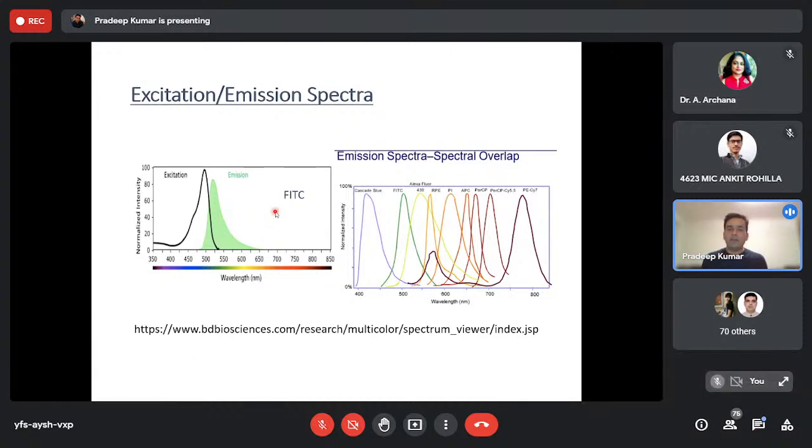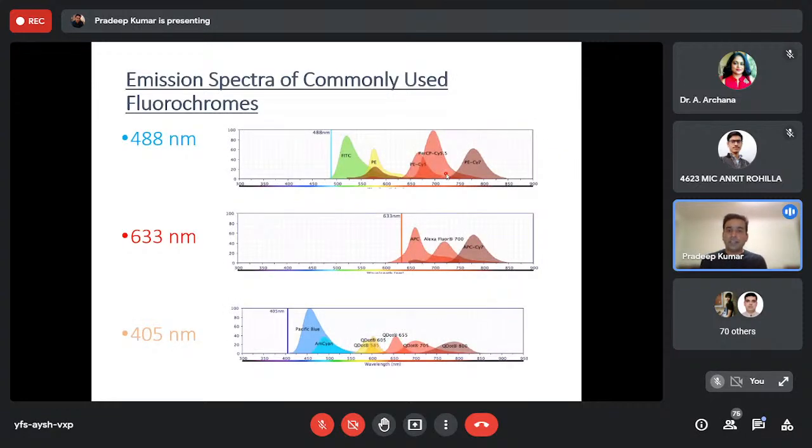So the more parameters you are looking at, the more complex the instrument you need. It means more lasers, more optical filters, more detectors. Okay, and that's the emission spectra of different fluorochromes. If you read about fluorochromes a bit, like what properties they have, you'll see they absorb at a particular wavelength and they emit at a different wavelength. This is an example of the emission spectra of the most commonly used fluorochromes.